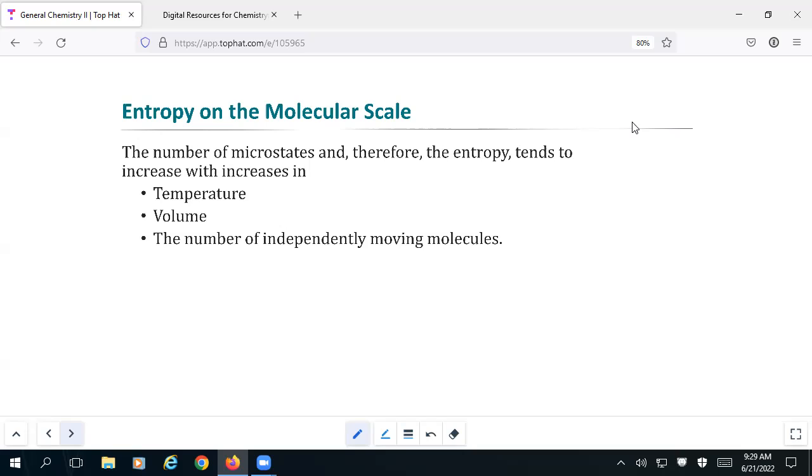And as we saw with the marbles example, when we increase the number of independently moving molecules, that increases the number of microstates and the entropy as well. Think about the difference between 4 marbles and 6 configurations versus 8 marbles and 70 configurations.